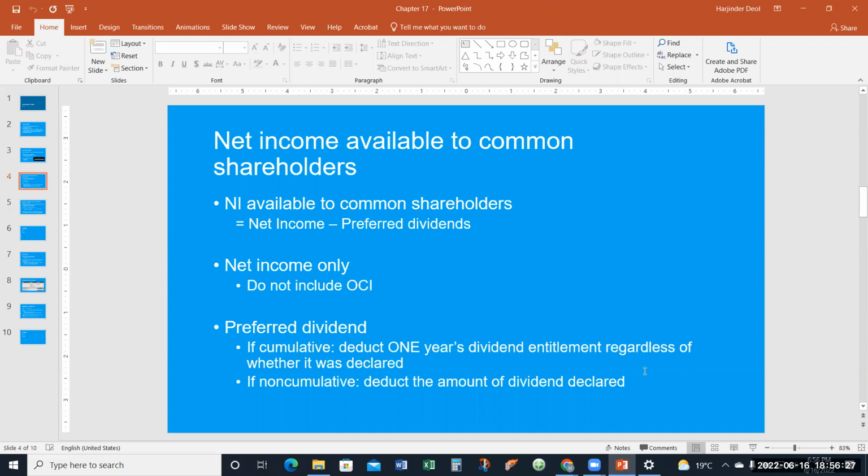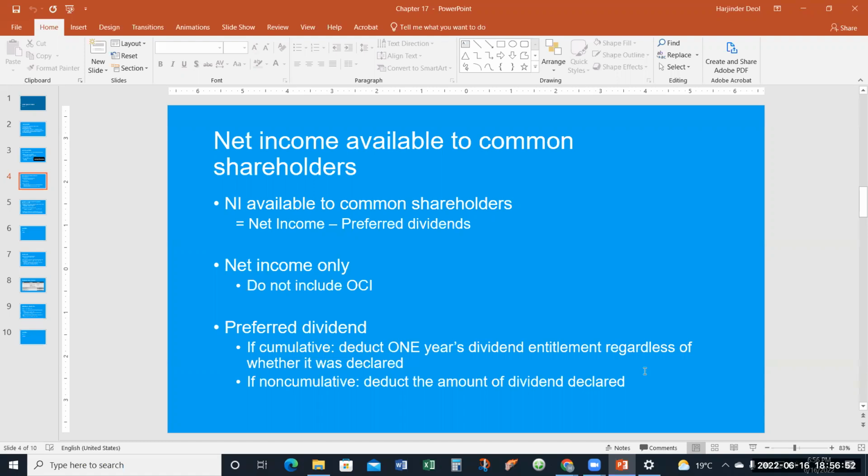So once the preferred shares have been paid their dividends, whatever is remaining, the company may not pay out as a dividend this year, but it belongs to the common shareholders. That much of income belongs to the common shareholders. It'll sit in retained earnings, but that retained earnings, remember, belongs to the common shareholders.